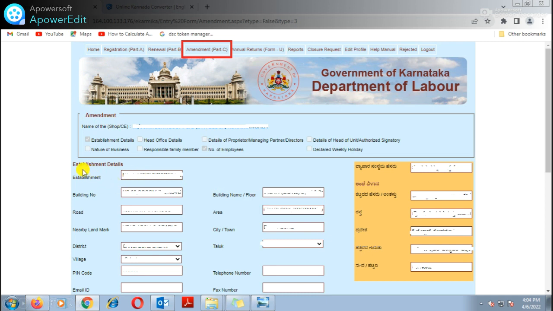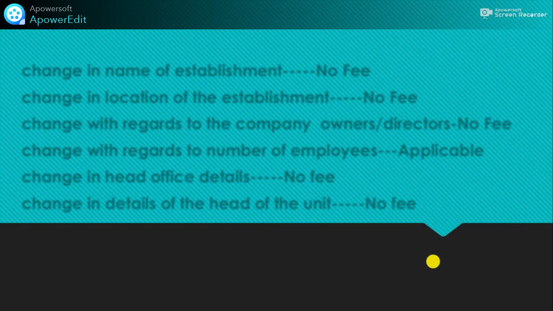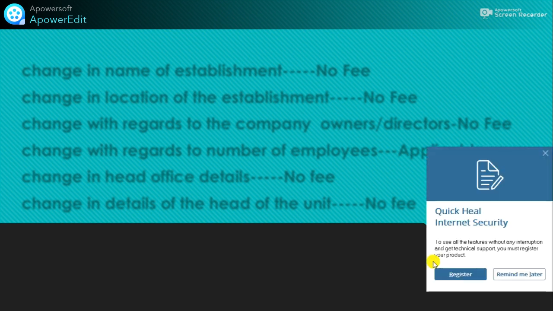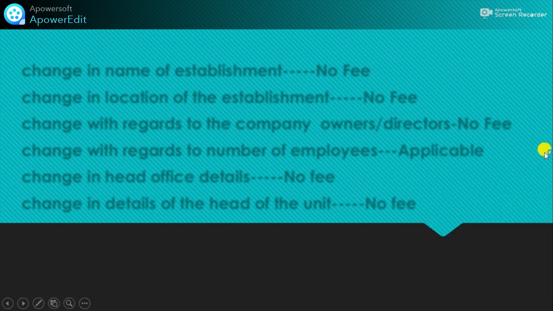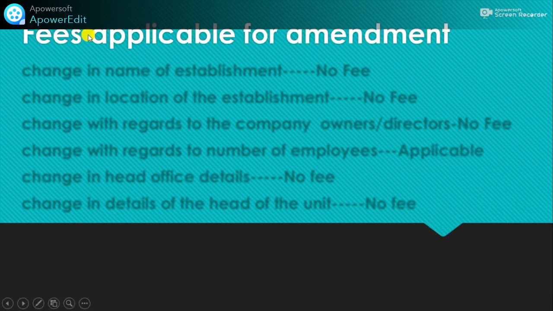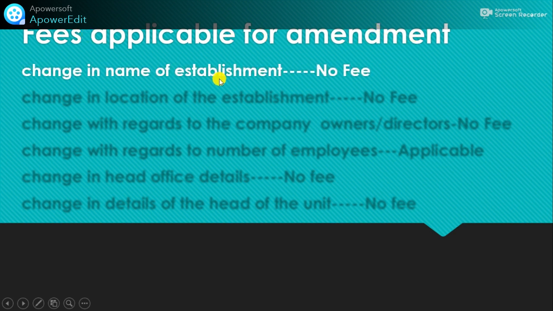So you have to fill in the establishment details with the new one and also provide the information in the local language. Some of you must be wondering what is the fees that is required to be paid for the amendment. So let us see what is the fees applicable for the amendment. If there is change in the name of the establishment, there is no fee.